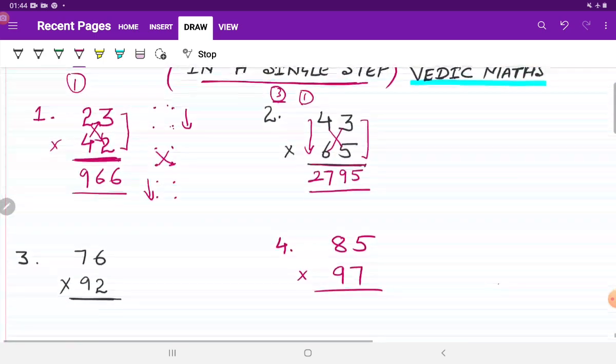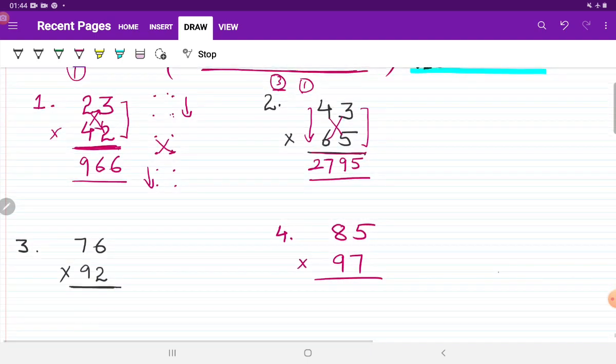Again I am taking a little bit bigger number. Let us see what will happen. Again I am writing this way. First of all we multiply downwards, then multiply diagonally and add, then downwards. Okay, this is the trick. By applying this you can save a lot of time.